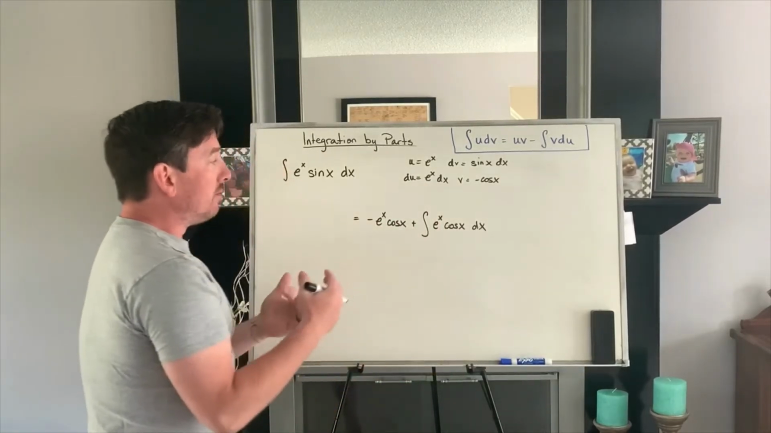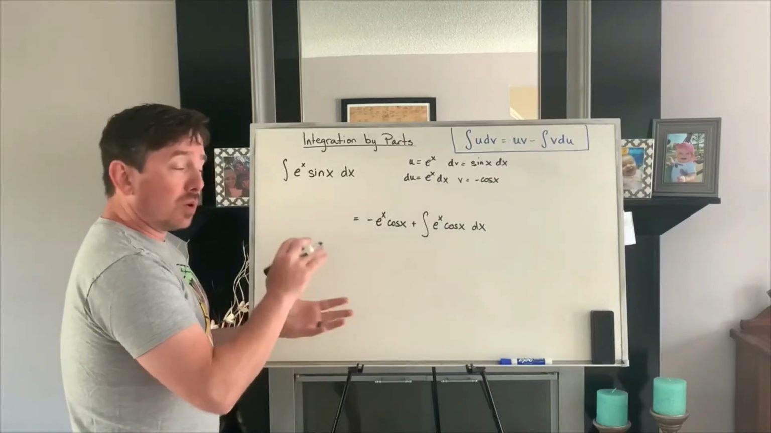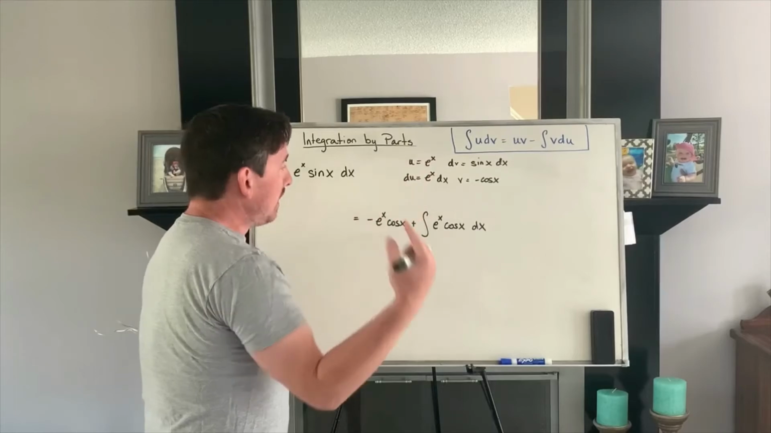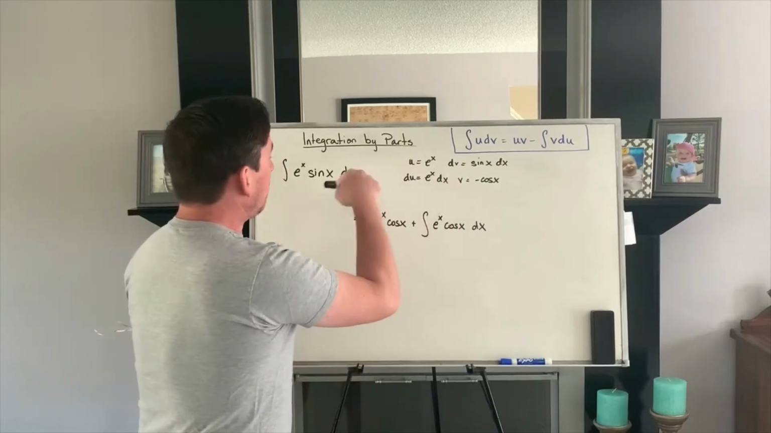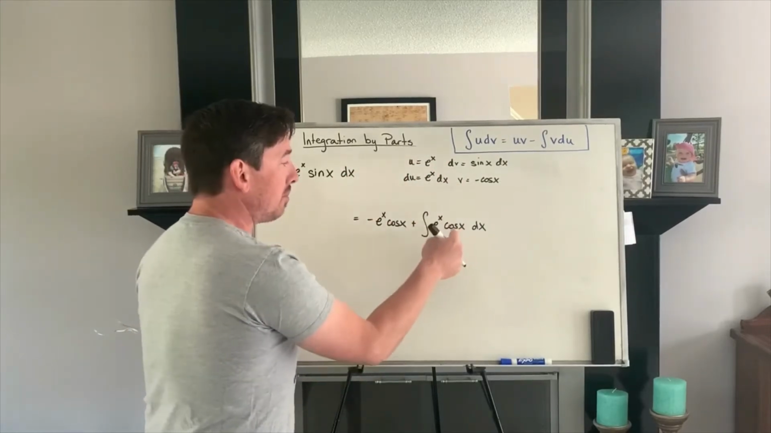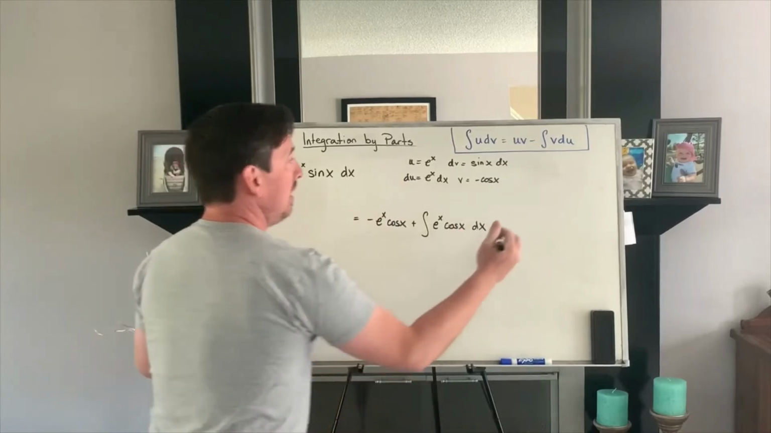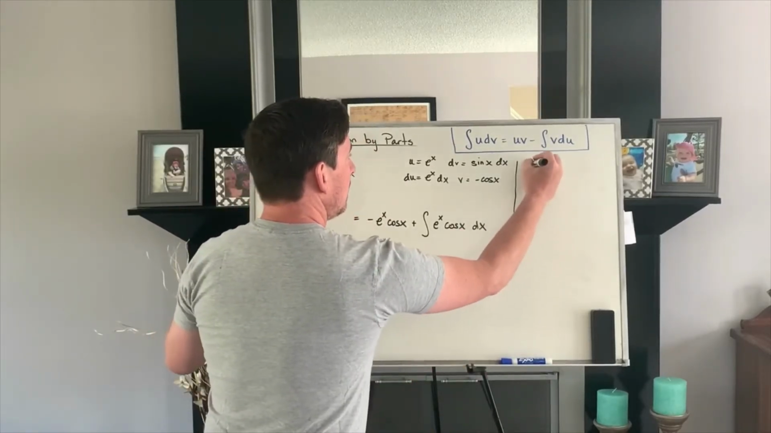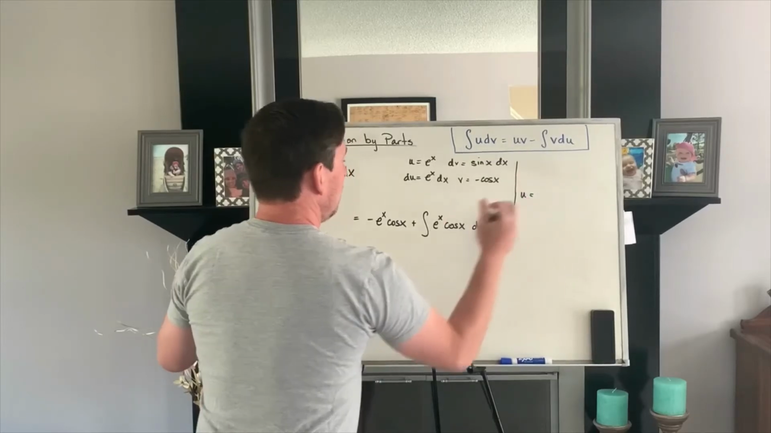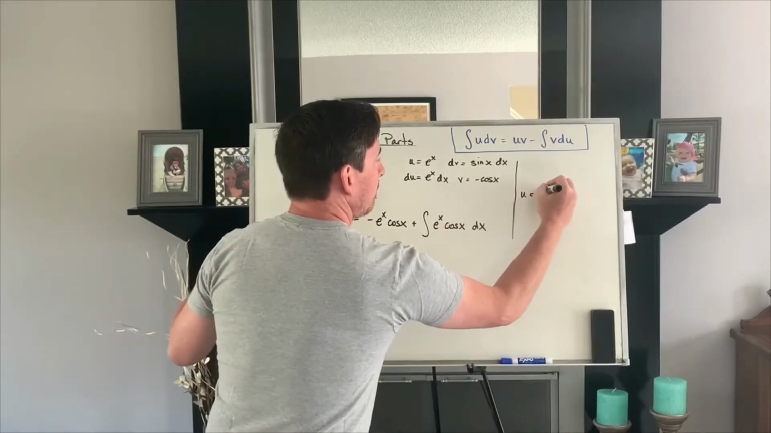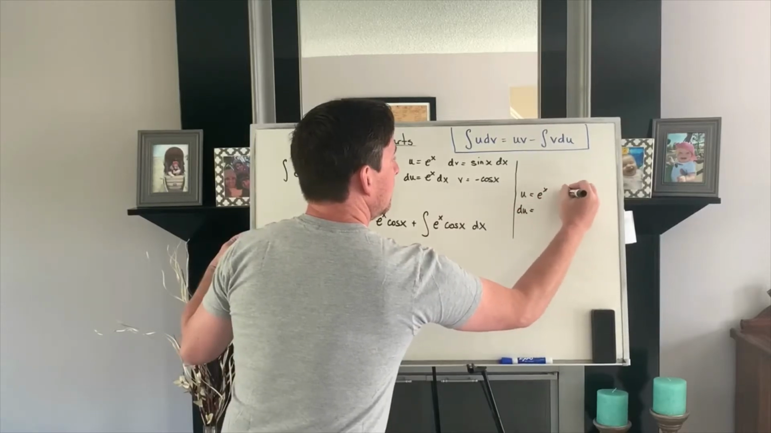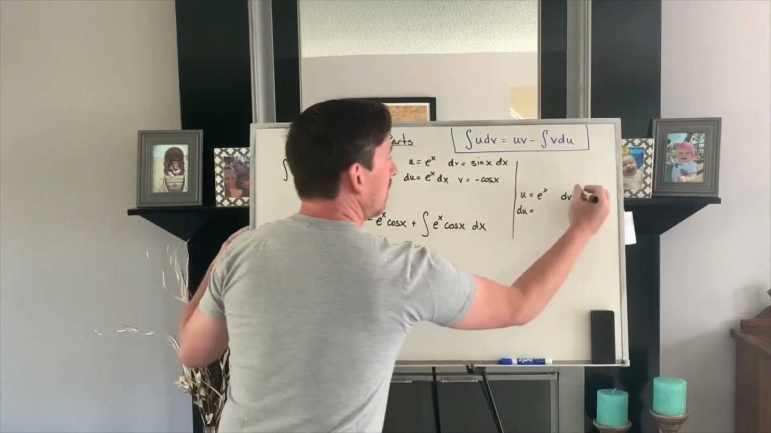And just like before, we're not going to reverse the roles of anything. The exponential part was my u before, and it's going to be my u this time. The trig part was my dv before, so the trig part's going to be my dv this time around. So let's just go over here, and we'll say u equals the exponential part, and dv will be the trig part, cosine.